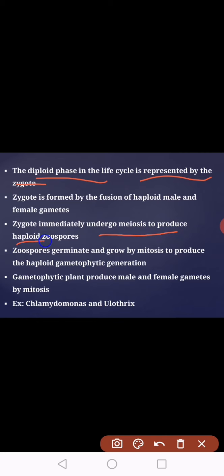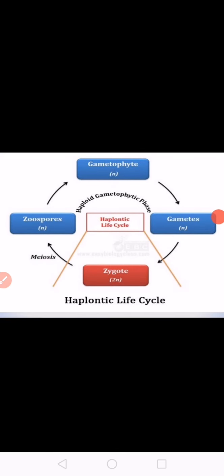Now all the zoospores are here haploid. Zoospores on germination produce the haploid gametophyte. So zoospore undergoes mitosis and develops into gametophyte plant body, and this gametophyte is haploid in nature. And from this gametophyte, again the male and female gametes are produced by mitosis. Am I clear? So this is about the haplontic life cycle, and examples for this haplontic life cycle are Chlamydomonas and Ulothrix. So this is about the schematic representation of the haploid life cycle.